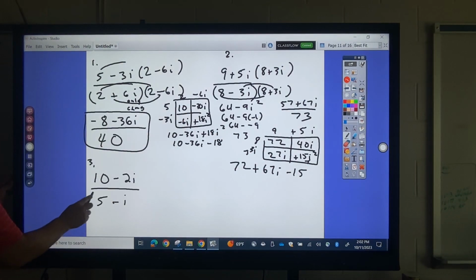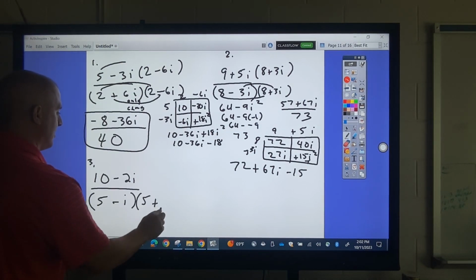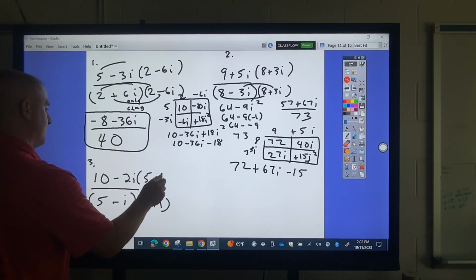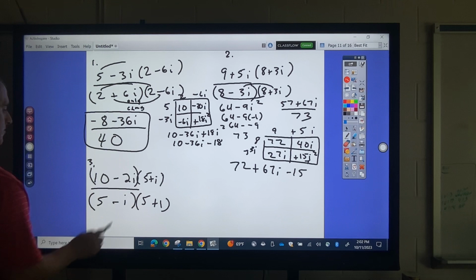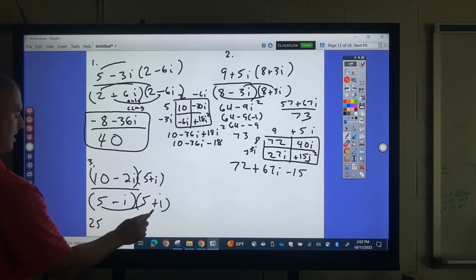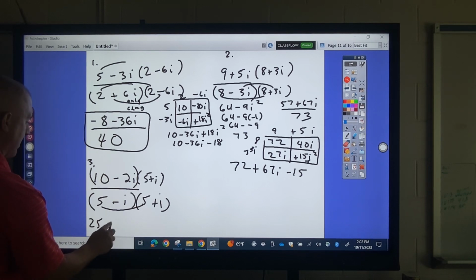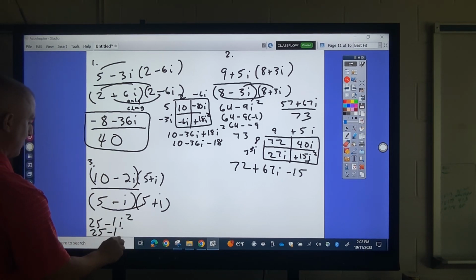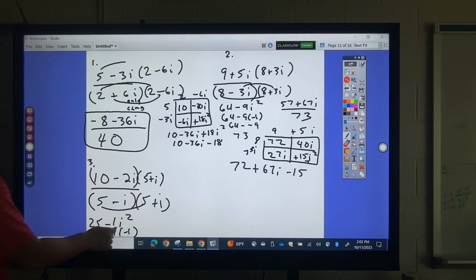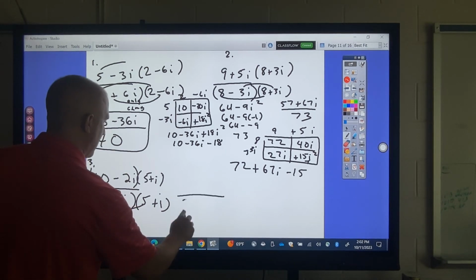Okay, so on this one I'd multiply by 5 plus i and 5 plus i. Now the bottom, that would be 25. Negative 1 times 1 would be negative 1i squared. So that's going to be 25 minus 1 times negative 1. So that's going to be a positive number, so that's going to be 26 in the denominator.